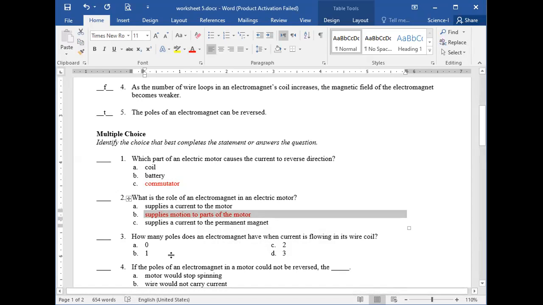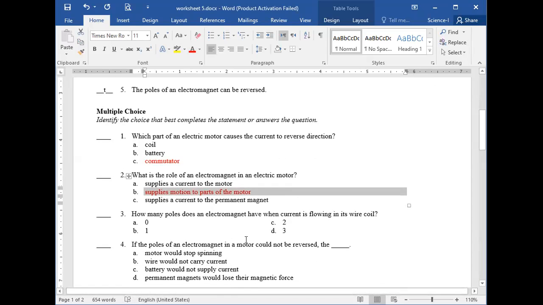So question number 3, how many poles does an electromagnet have when the current is flowing in its wire coil? Skinzi? 2. Of course, 2 poles, the south and north, like in a magnet.